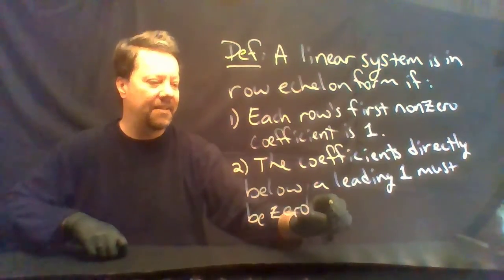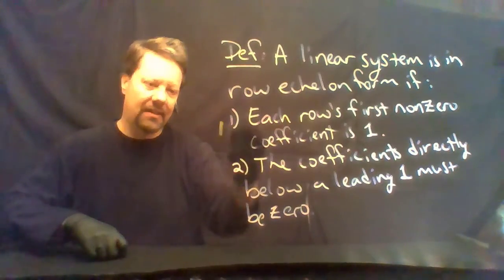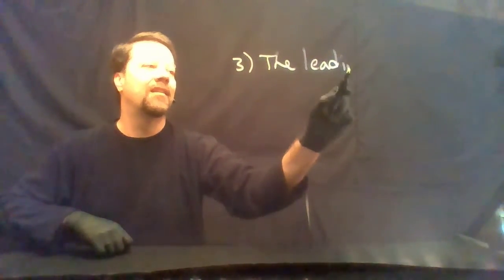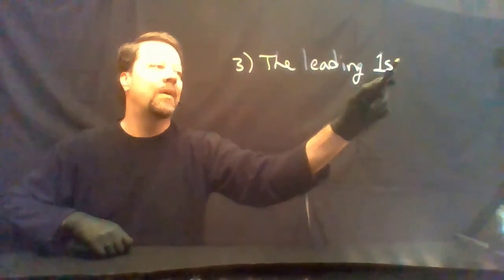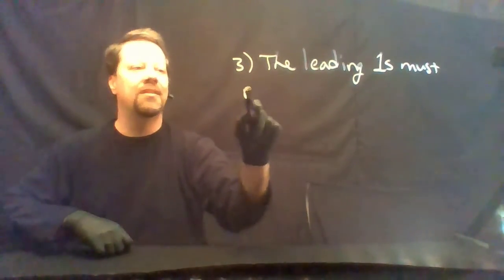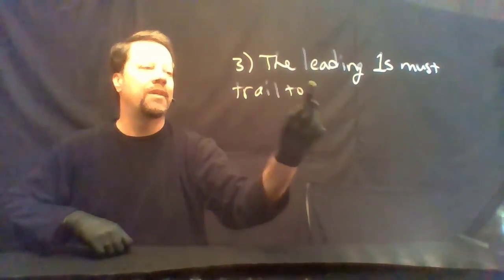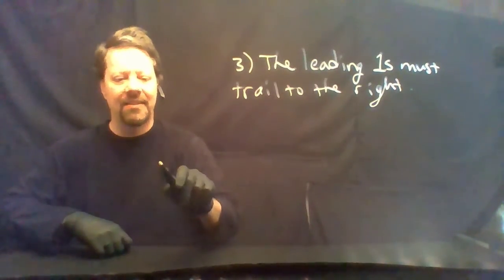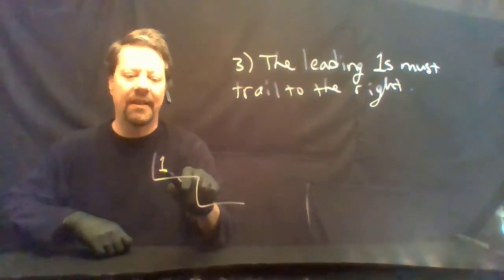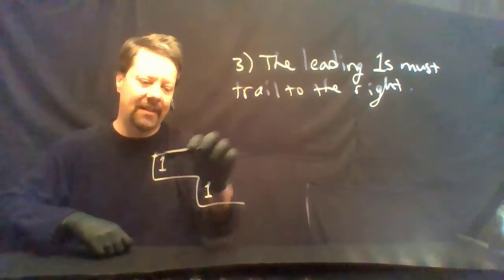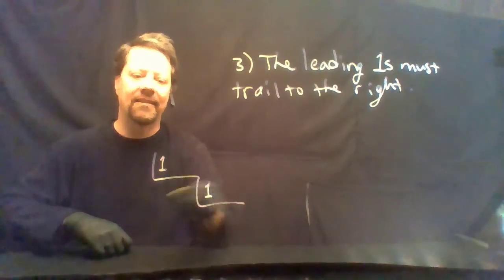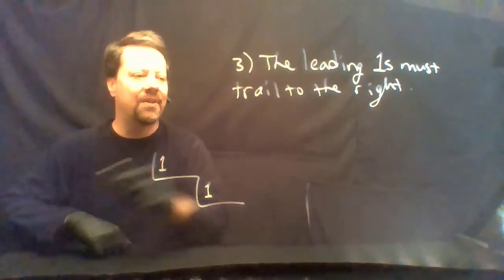This means that if you have a coefficient underneath but in the same column, it must be zero. Lastly, the leading ones must trail to the right. So if you have a leading one in one row and a leading one in a succeeding row, the leading one in the row later on must be to the right of the leading one in the first row.